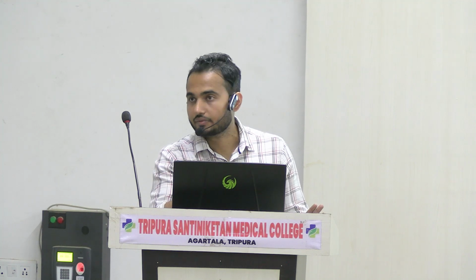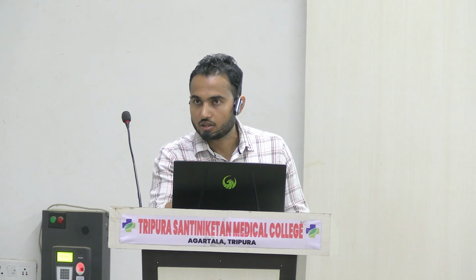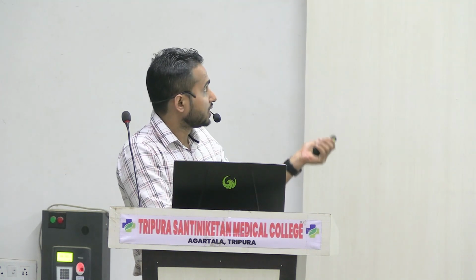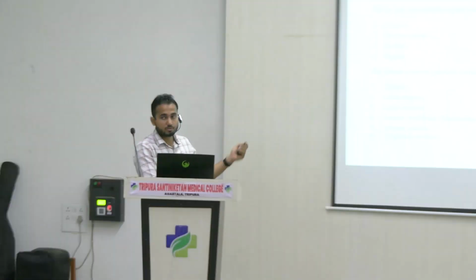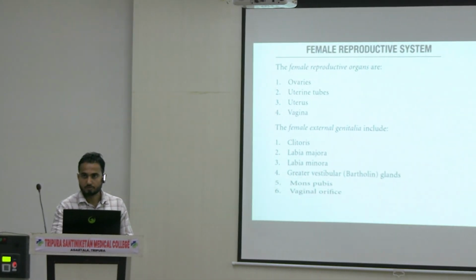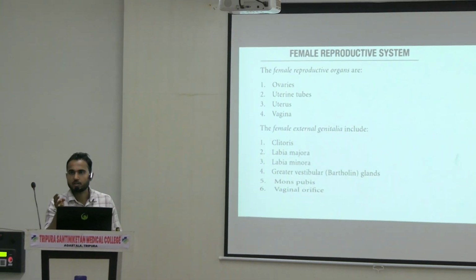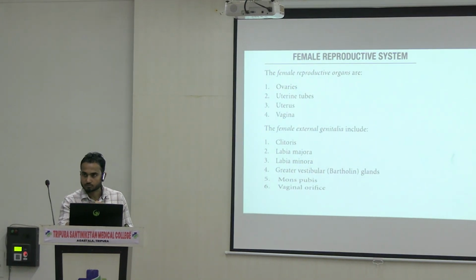Same as the male reproductive system, the female reproductive system is also divided into two parts. As you can see, what are they? These are the female reproductive organs and the female external genitalia. So the histology which you have to study will be the histology of these parts only. That means you have to study the histology of the ovaries, then uterine tubes, uterus and vagina. Especially in case of histo. But in case of gross and embryo, the developmental part, you have to study everything.